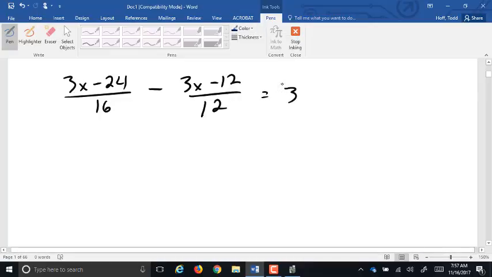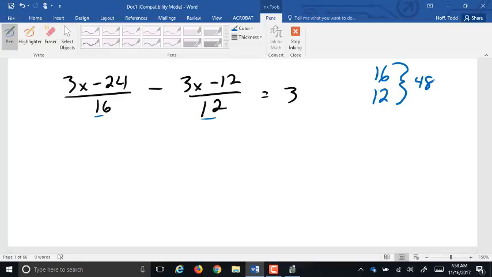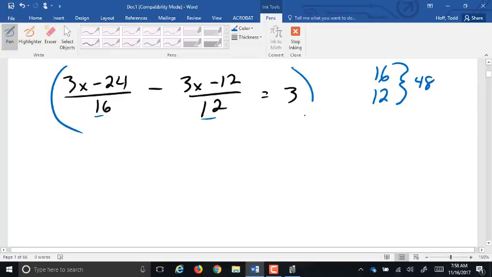This is the same problem. The other option we had for solving this is to think of a common denominator. The denominators we have here are 16 and 12. What is the least common denominator for 16 and 12? You're thinking multiples, you're thinking factors. If you had 1/16 and 1/12, what denominator did you have to change them to? 48 would be the least common denominator. So what I'm going to do is multiply this whole equation by the least common denominator, 48.